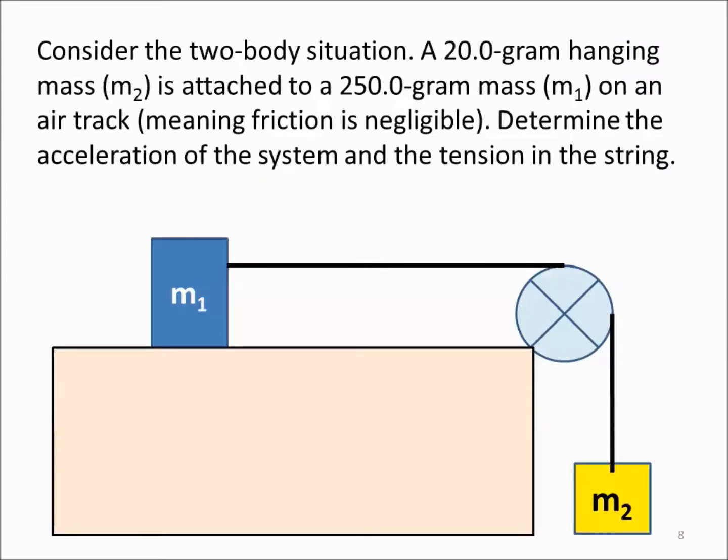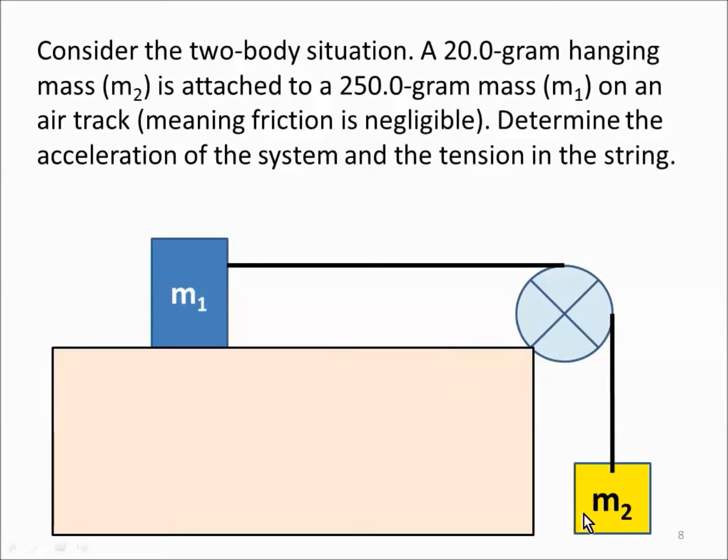Let's consider another problem. We're still going to have a pulley, but now we're going to have one mass that's sitting on a table and one that's falling down. We have a 20 gram mass hanging, which is mass 2, attached to a 250 gram mass on an air track. That means there's going to be no friction. We want to find the acceleration of the system and the tension of the string.